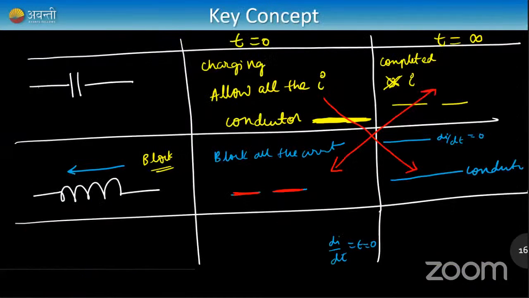Initially, only remember these two lines. Initially, the capacitor will allow the current, and later on, the inductor will allow the current. Or remember like this: the inductor will block the current initially because of opposition by Lenz's law. Then later on, the capacitor will block the current because of completely charging. That's correct, Jyoti.